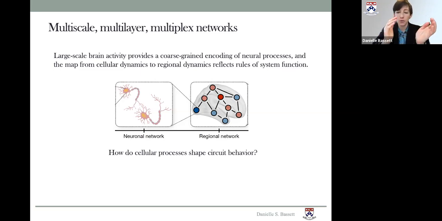So we can actually try to understand, if we go down to the cellular level of dynamics, how does that help us to map up to regional dynamics, reflecting the rules of the system's functions? So do cellular processes shape circuit behavior in the brain, and vice versa? How do these two spatial and actually temporal scales relate to one another? Well, the nice thing about network science is that we can build a network at the large scale, we can build a network at the small scale, and then we can try to understand how these two networks interact with one another to infer causal relations across scales.